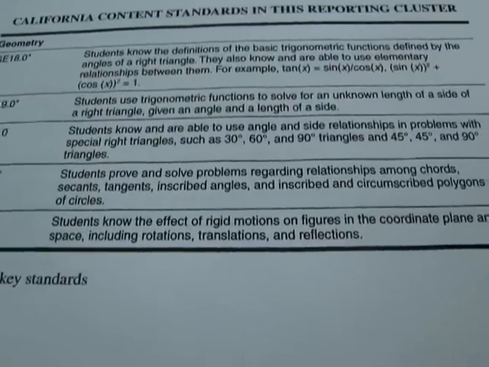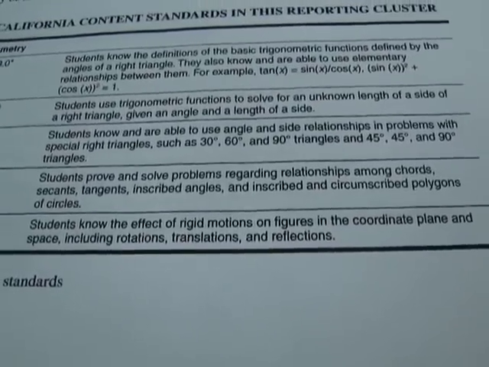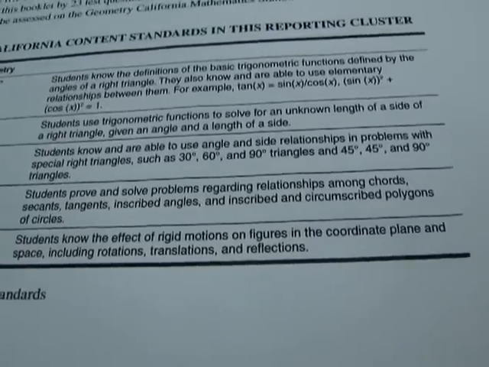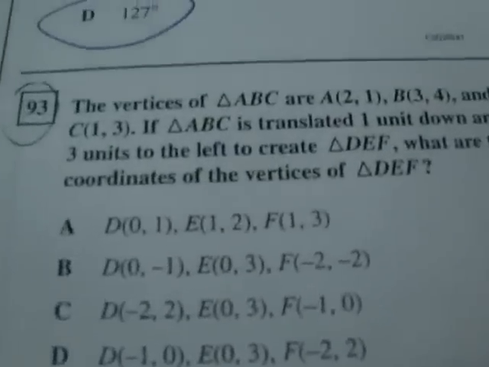Standard 22. Students know the effect of rigid motions on figures in the coordinate plane and space, including rotations, translations, and reflections. And this will be comprised of problems 93 through 96 in your packet, the last 4 problems. So let's look at number 93.